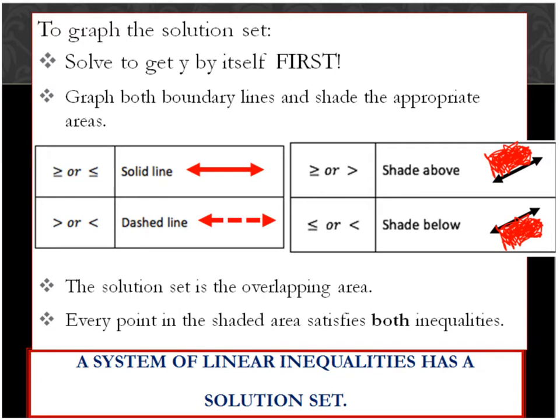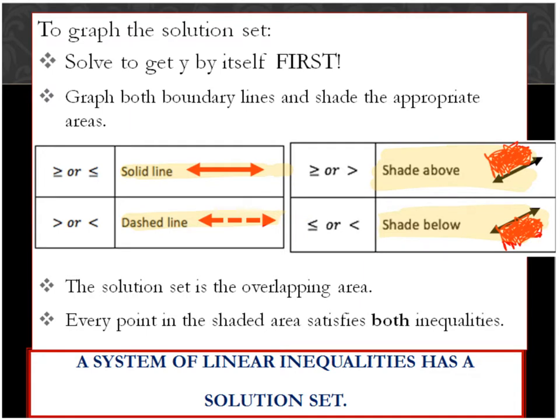Now, if it's a greater than or equal to or less than or equal to, you're going to shade a solid line. And if it's greater than or less than, it would be a dashed line. And if you have a greater than or equal to or greater than symbol, you're going to shade above. And if you have a less than or equal to symbol, you would shade below.